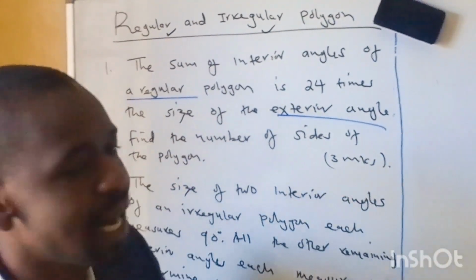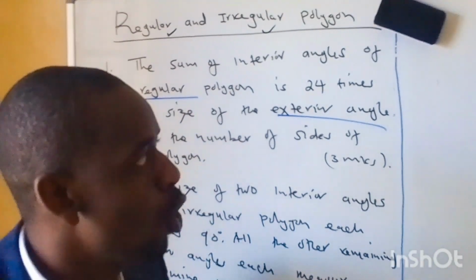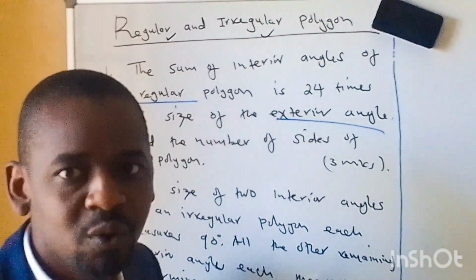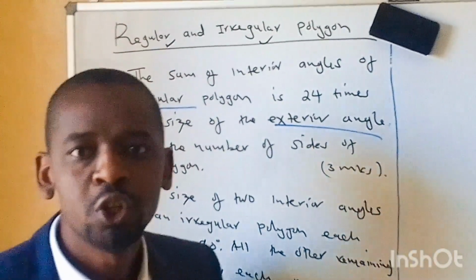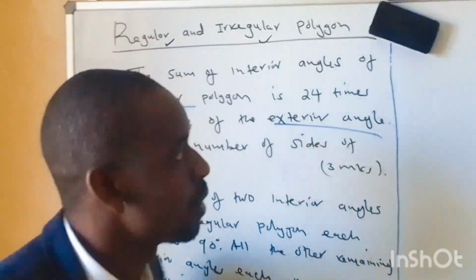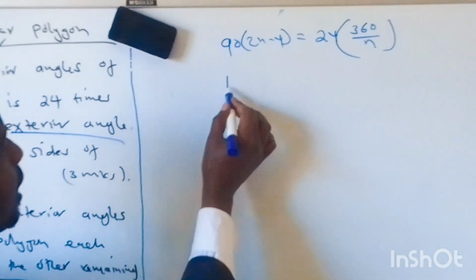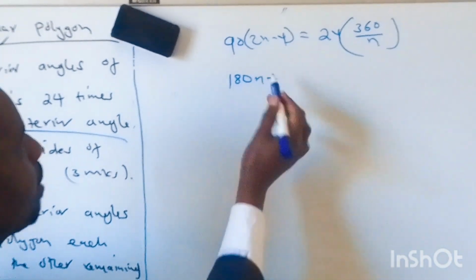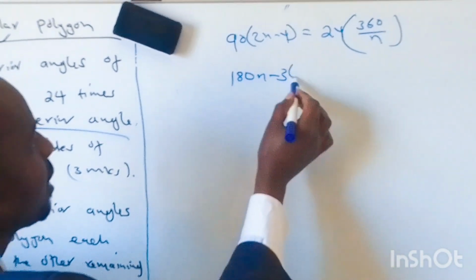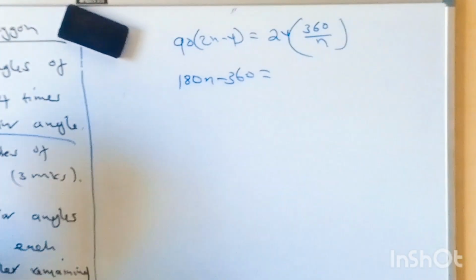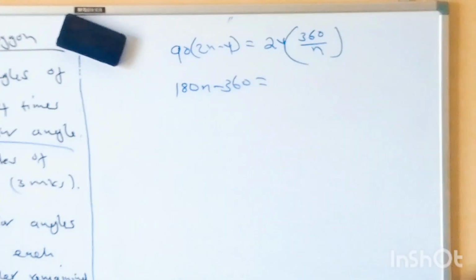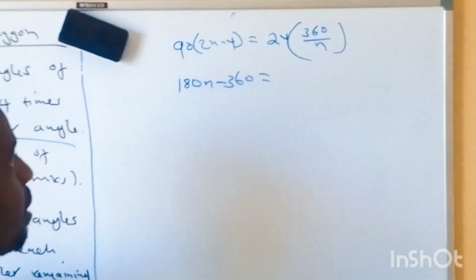So after forming that, you can now open up the bracket and get the value of n which you are asked. So let's open up the bracket here. We get 180n minus 360 is equal to, when we multiply, let's use our calculator to multiply that out.